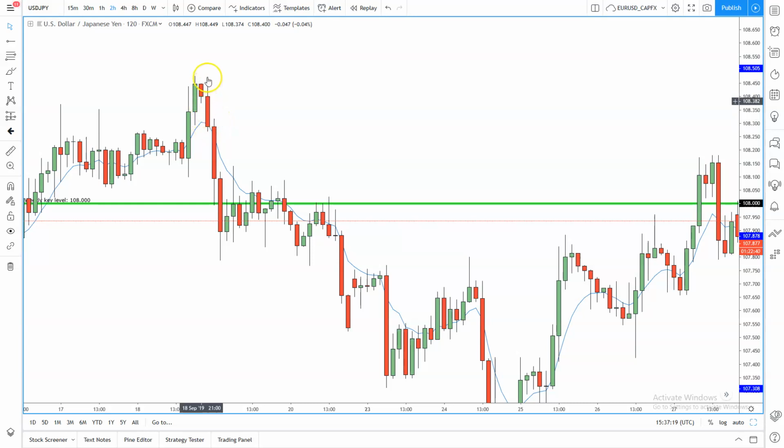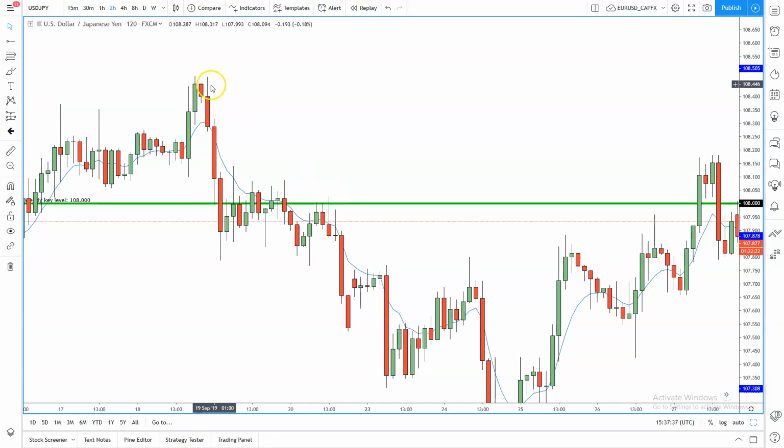Shooting star there. Price pulled back up and then closed below. There's an example of a hammer there, and it's also a type of 3-pin formation. 1, 2, 3. Alright, so here's another example of a shooting star here.